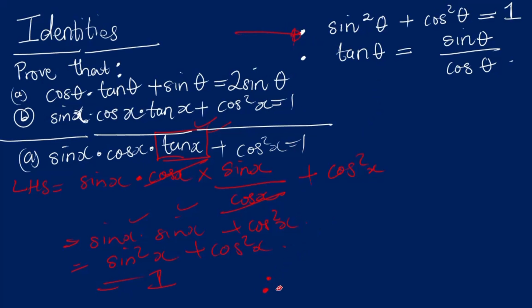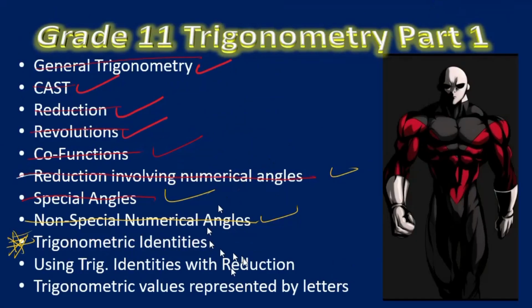So we make a conclusion. Therefore, the left hand side is equals to the right hand side. Easy as that. Beautiful. So far what did we do? We were just now working with trig identities. Boom. And then we used trig identities with reduction, those proofs there. We are left with one item on this list. Trigonometric values represented by letters. Okay. This is the last one, guys. So let's get it.